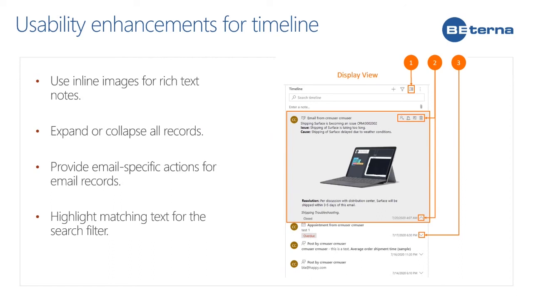So for example, if you take a look at the screenshot, you will see that we have an email here, and we can add a note where we actually see pictures inline without opening the note, without opening the email. You can have specific email actions like we had in the sales module. You can expand or collapse everything. And when you search, the text is highlighted so you can see the content easily.